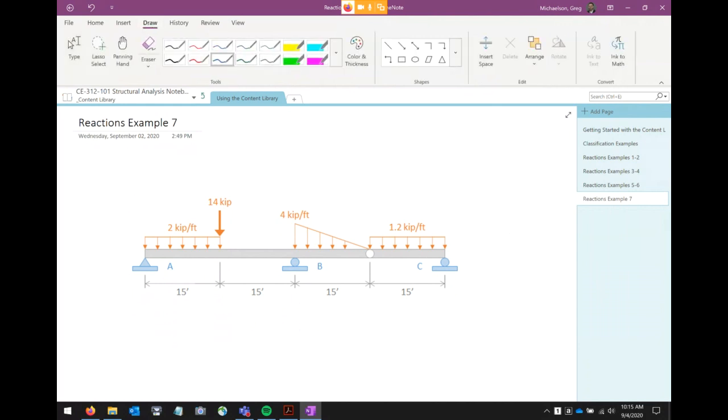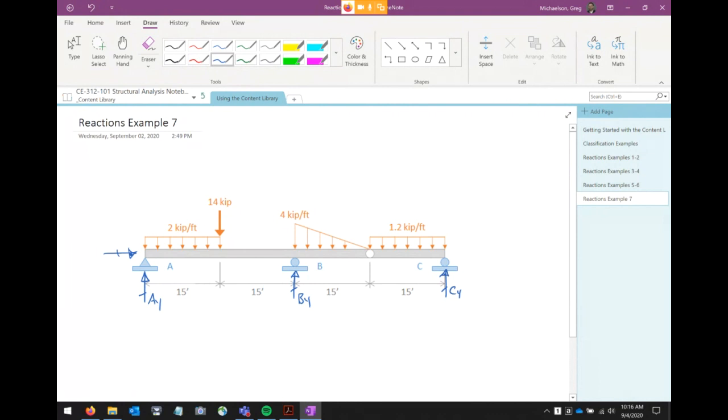First thing I'm going to do is look at my support reactions. We don't have 3 support reactions like in previous problems. We're going to have 4, because we're going to have a reaction here. We'll call that AY. We're going to have a reaction here, we'll call this BY. Then a reaction here, we'll call this CY. So now we've got 3 vertical reactions and 1 horizontal.